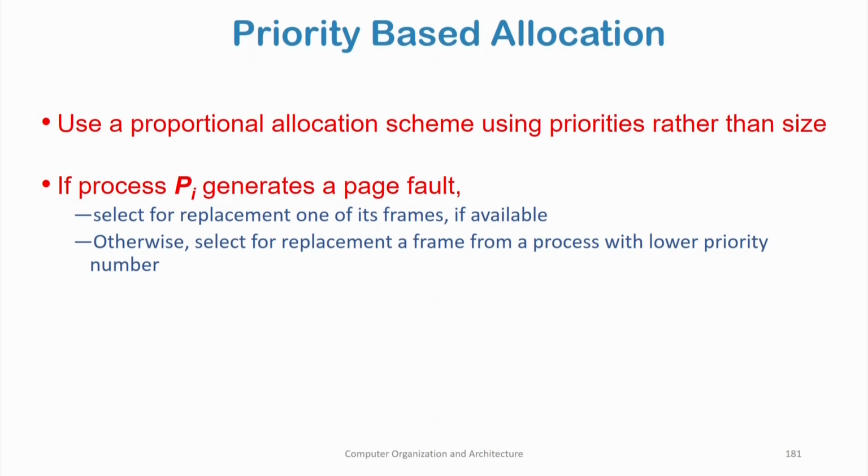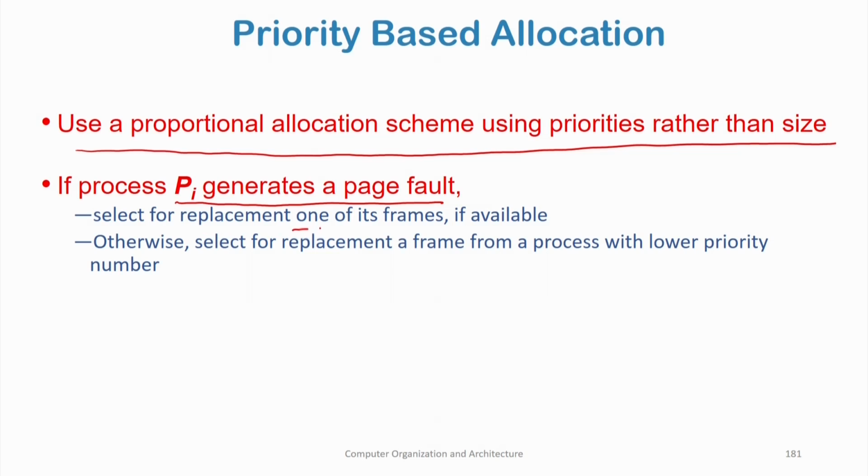Now, the next is priority based allocation. Priority based allocation is proportional allocation using priorities. Instead of sizes, I use priorities. So, if process Pi generates a page fault, select for replacement one of its own frames if available. Otherwise, select for replacement a frame from a process with a lower priority number. So, now what does it do? Let us say I have first allocated the frames to different processes based on proportion.